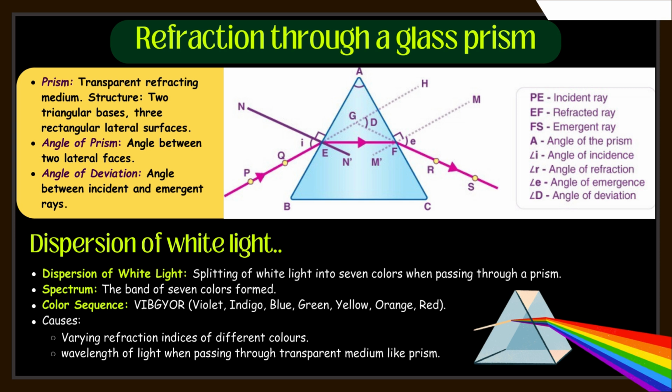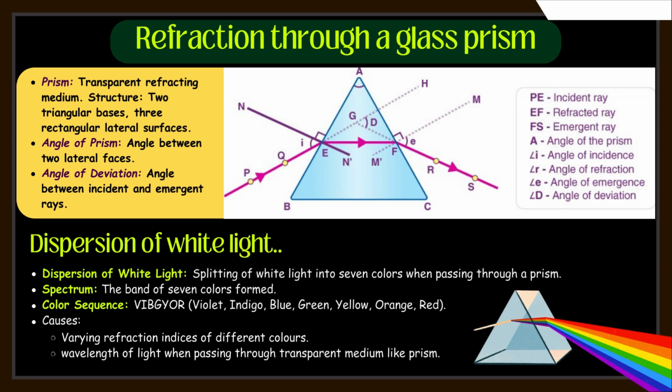A very special thing happens when white light, like sunlight, passes through a prism. Instead of staying white, it splits into 7 colors. This is called the dispersion of light. Why does this happen? Because white light is actually made of 7 different colors, and each color has a different wavelength and refractive index. When they enter the prism, they bend at different angles. Violet bends the most and red bends the least, forming a rainbow-like spectrum.